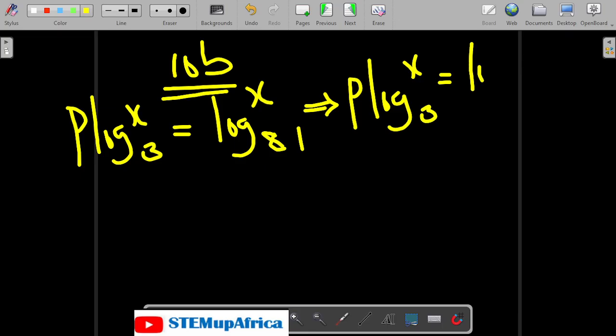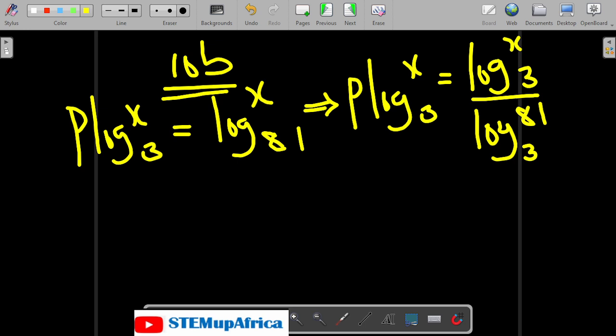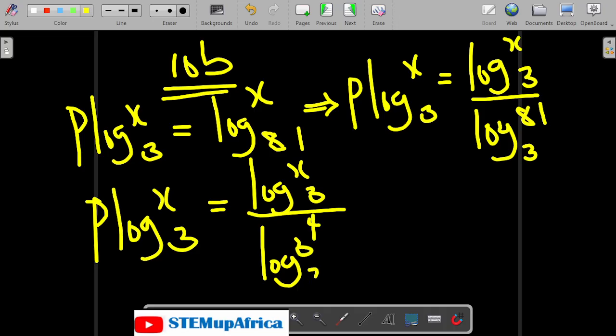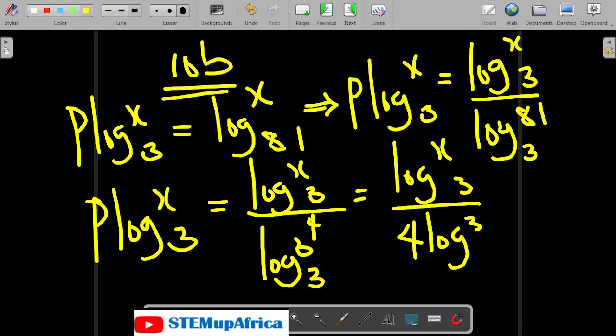On the right, I will have log x in base 3 over log 81 in base 3. So 81 is a factor of 3 raised to the power 4. So I'm going to have p log x in base 3 equals log x in base 3 over log 3 raised to the power 4 in base 3. I will bring the 4 down according to the law of logarithm. I'm having log x in base 3 over 4 log 3 in base 3.